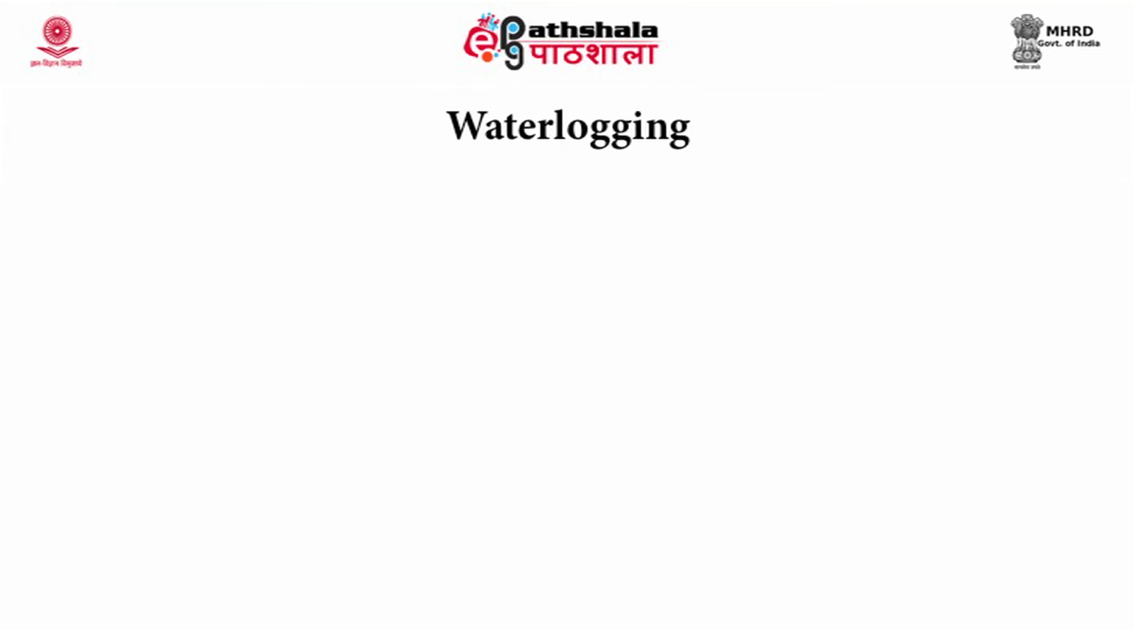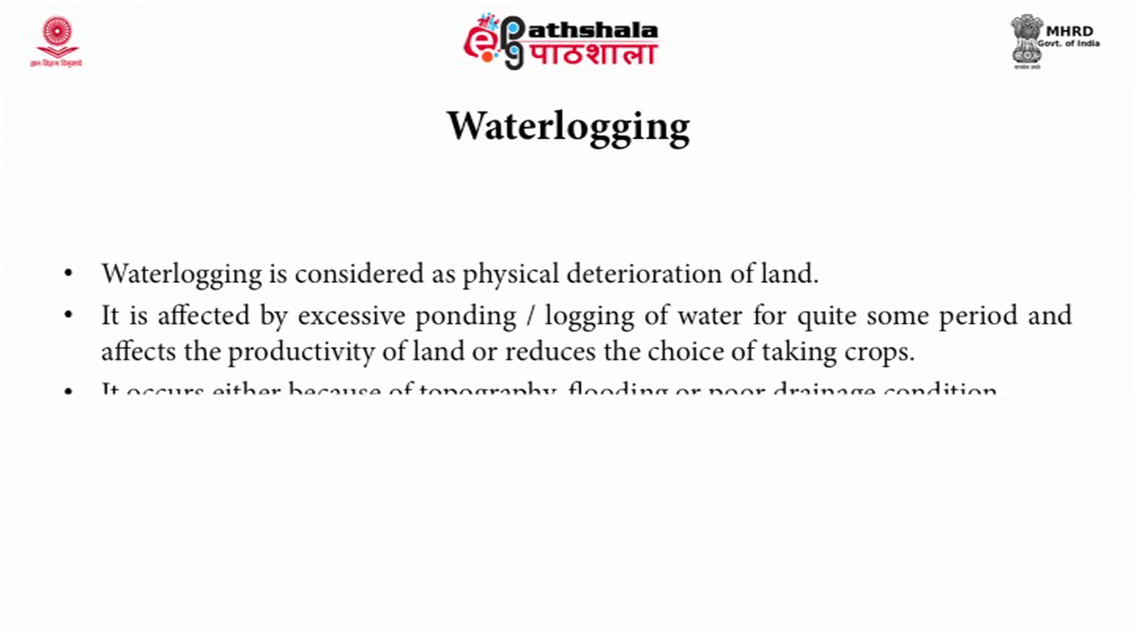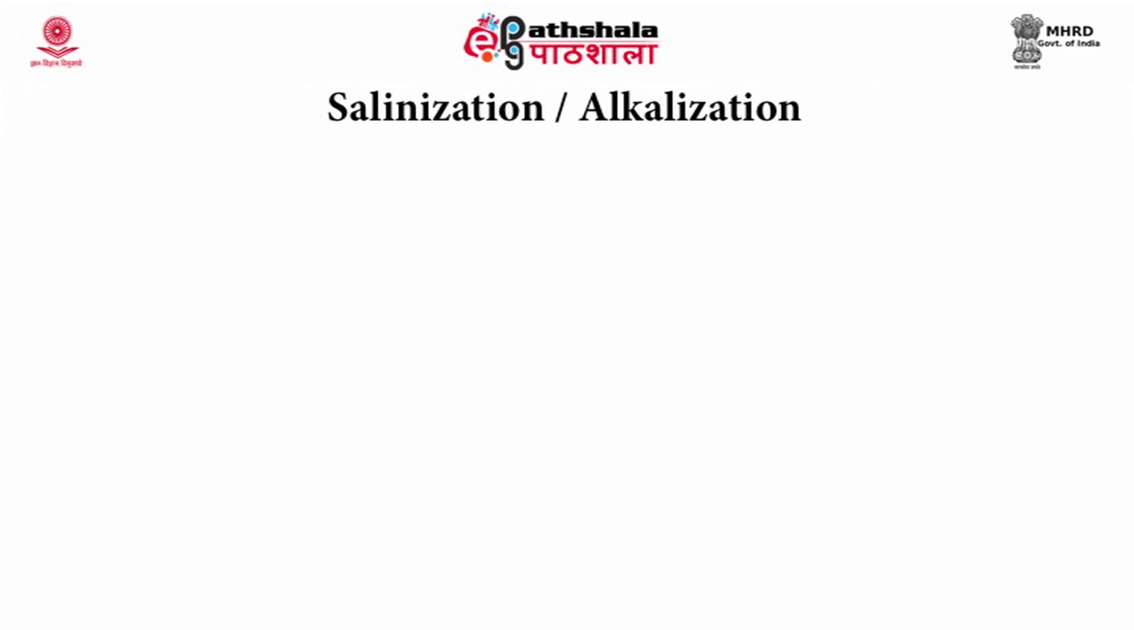The third one in this category is waterlogging, which is considered as a physical deterioration of land. It is affected by excessive ponding or logging of water for quite some period and affects the productivity of land or reduces the choice of taking crops. It occurs either because of topography, flooding or poor drainage conditions.